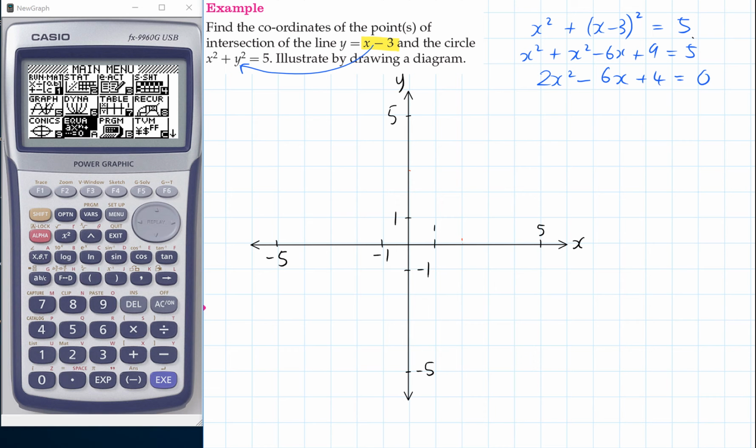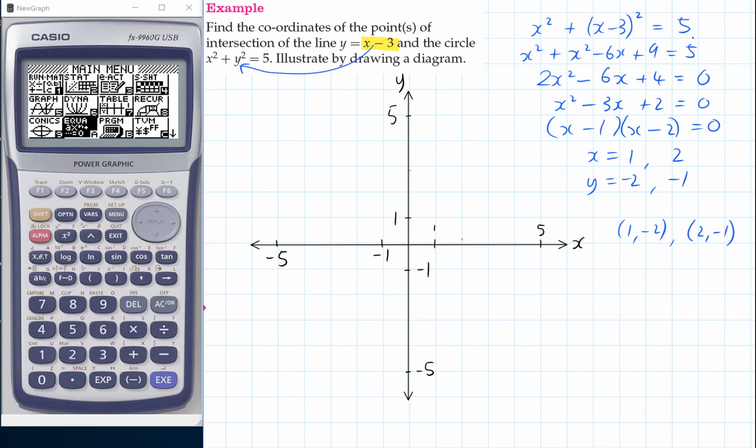I wouldn't worry about solving that, although this one is actually going to be quite easy if we divide both sides by 2. So we get this one here. Factorizing, we'd have negative 1 and negative 2, so our 2 points of intersection will be x equals 1 and x equals 2, and our y values will be negative 2 and negative 1. That means our 2 points of intersection will be (1, negative 2) and (2, negative 1).